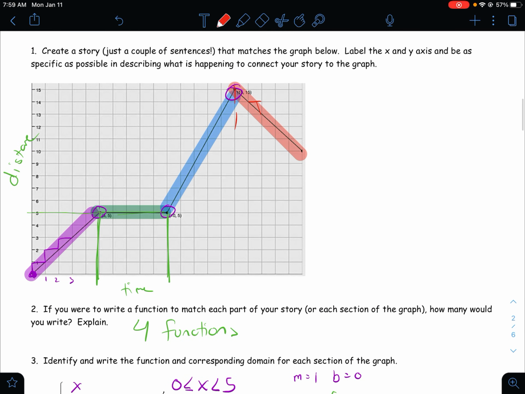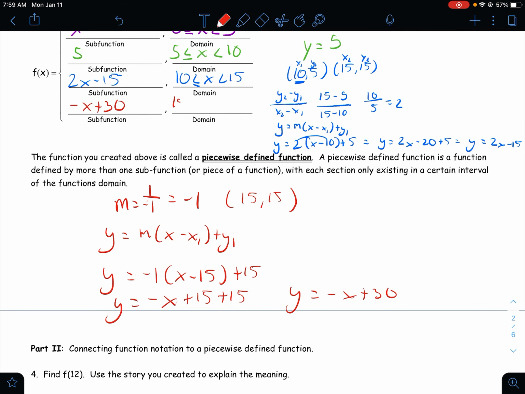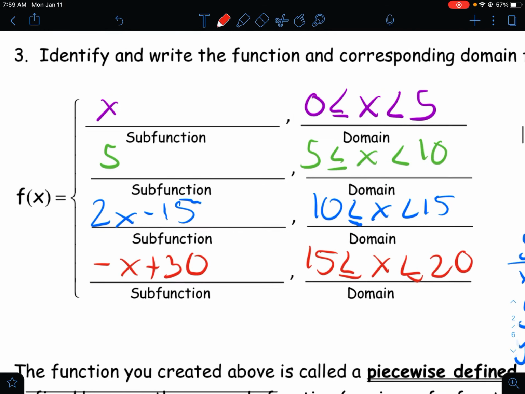And the domain, this starts off at 15 and it goes to 16, 17, 18, 19, 20. So we're going to say 15 to 20. All right. The function you created above is called a piecewise function. A piecewise defined function is a function defined by more than one subfunction or piece of function, each section only existing in a certain interval of the function's domain. So basically it just means that different functions hold true for different parts of the domain.